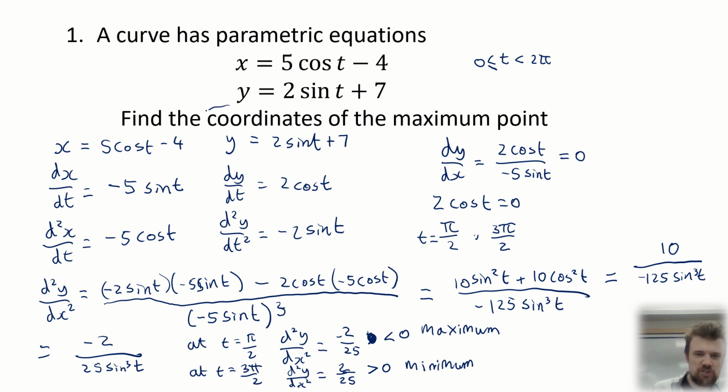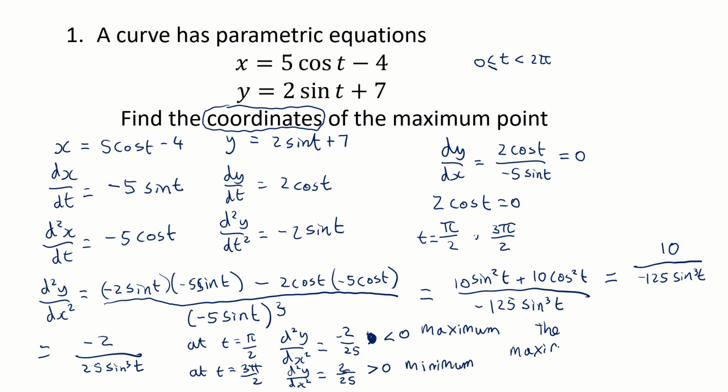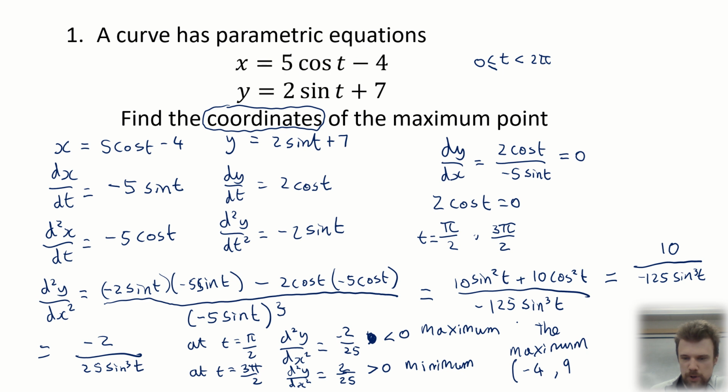However, worth pointing out, the question asks for the coordinates of the maximum point. So actually, t equals pi over 2 is just the value that creates the maximum. So I actually have to plug t equals pi over 2 back into the original equations to find that as coordinates. So cos of pi over 2 is 0, so therefore it's minus 4 is our x coordinate, and our y coordinate will be, well, sine of pi over 2 is 1, so it's 2 plus 7, which is 9. So the maximum point is minus 4, 9.